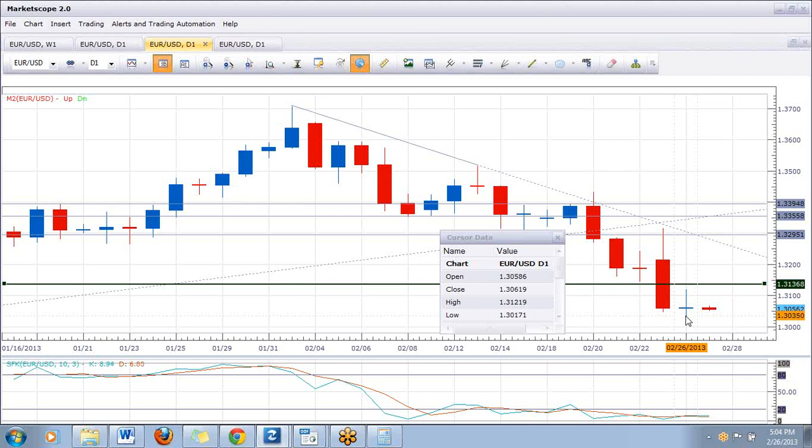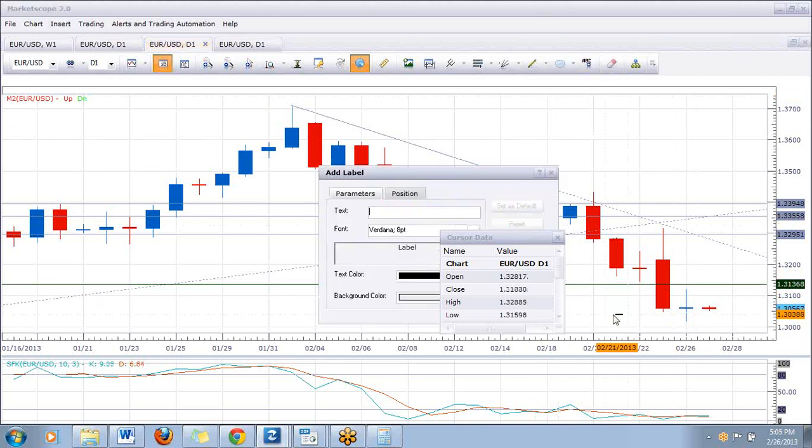The spread at the moment is 2.2, so I'll just say 3. Then the stop loss is 1.3014. Okay, that will be the stop loss. Right, let me put it in. It will be 1.3014.